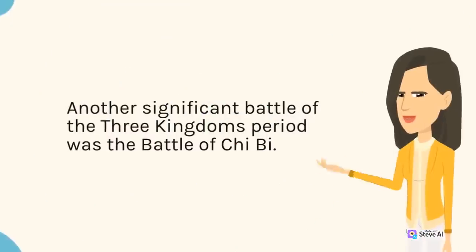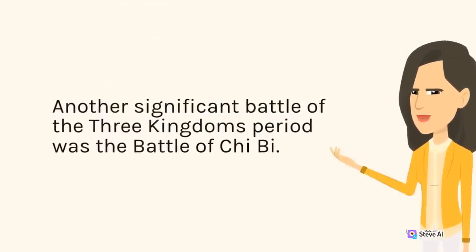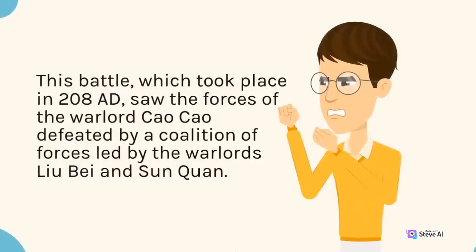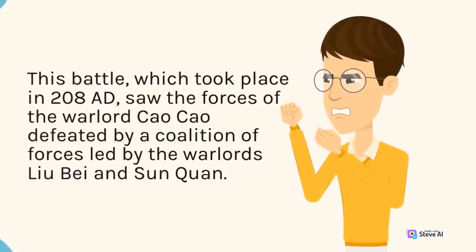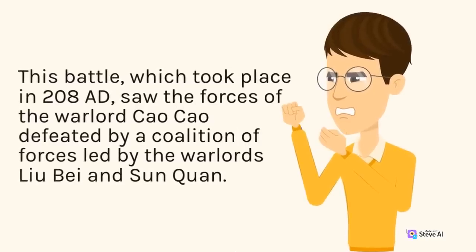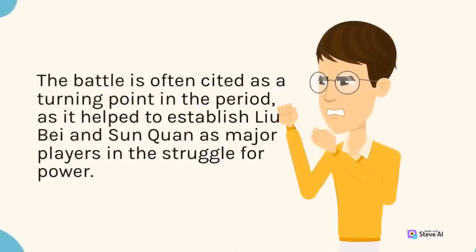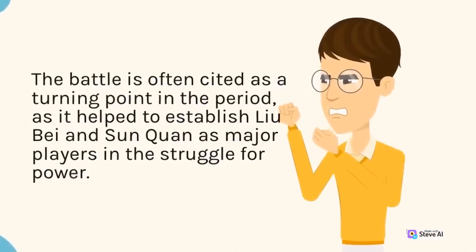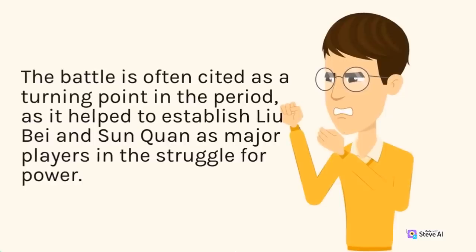Another significant battle of the Three Kingdoms period was the Battle of Qi. This battle, which took place in 208 AD, saw the forces of the warlord Cao Cao defeated by a coalition of forces led by the warlords Liu Bei and Sun Quan. The battle is often cited as a turning point in the period, as it helped to establish Liu Bei and Sun Quan as major players in the struggle for power.